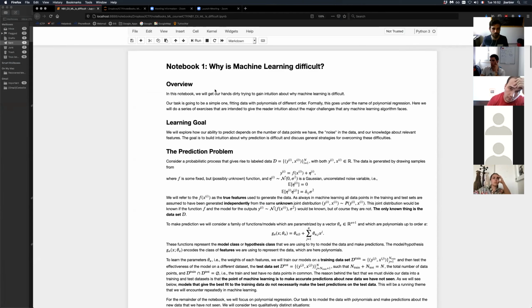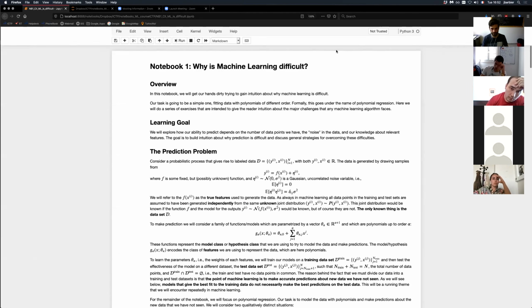So I hope you had a look at that. I will scan through it, but yeah. All right.